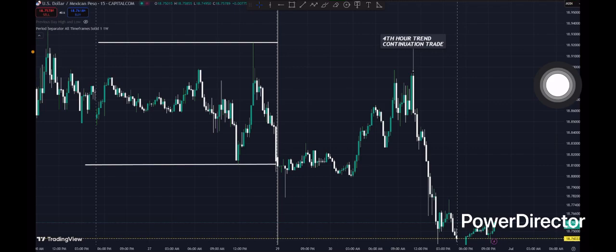A 4th-hour trade, 11 o'clock, right? So that's 3-4 hours you're going to be sitting there without an entry. And on this chart, the 15-minute chart's even longer than that.